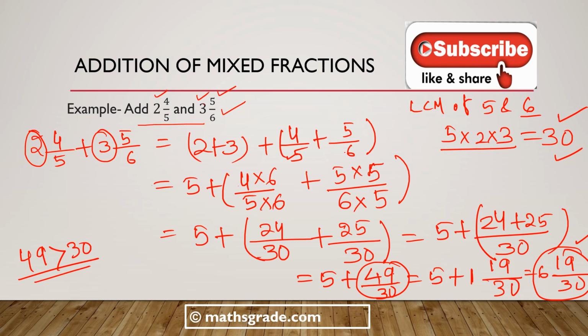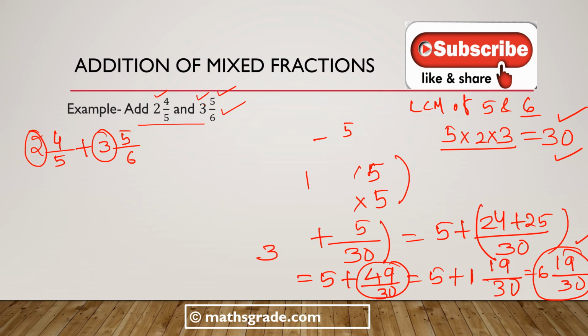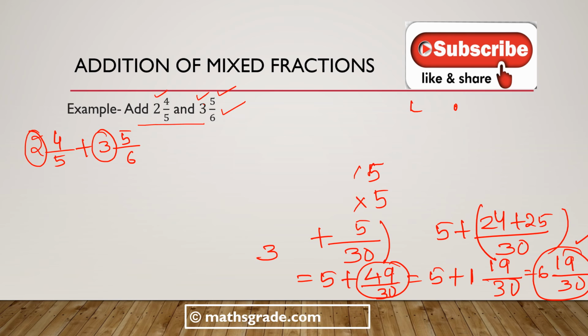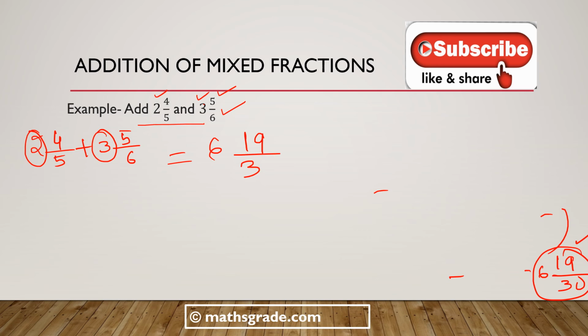So the addition of this mixed fraction 2, 4 divided by 5 and 3, 5 divided by 6 is equal to 6, 19 divided by 30. 2, 4 divided by 5 plus 3, 5 divided by 6 is 6, 19 divided by 30. And this is the answer.